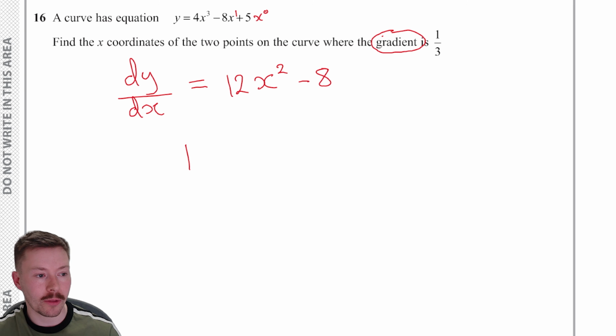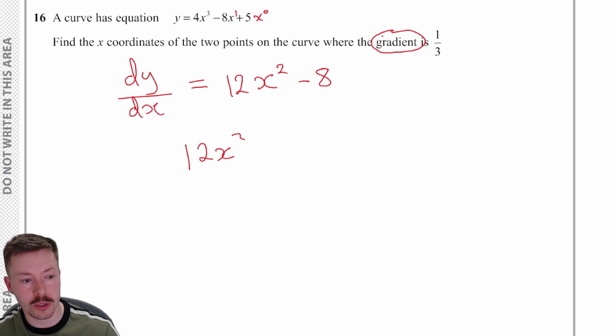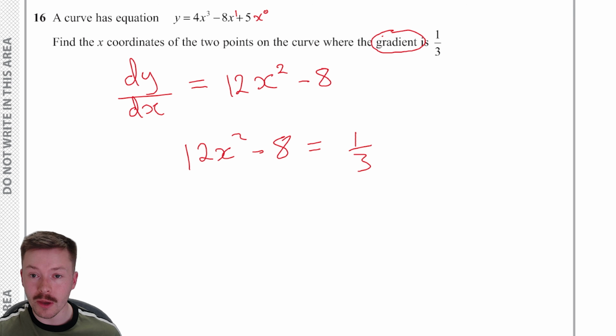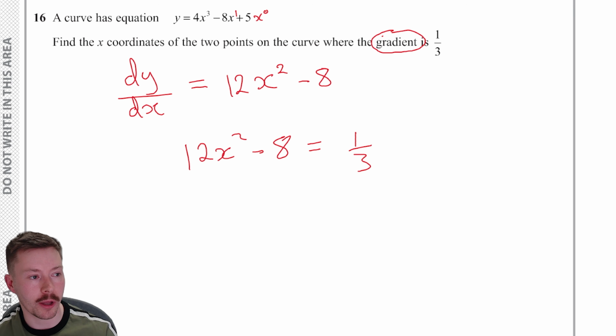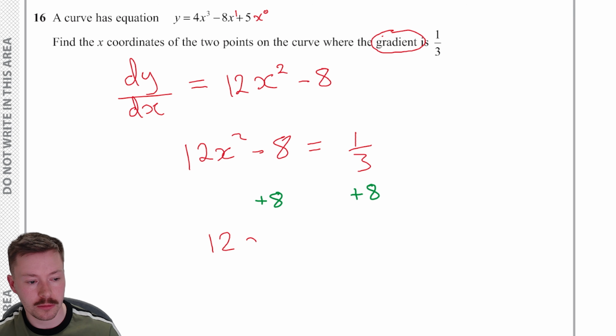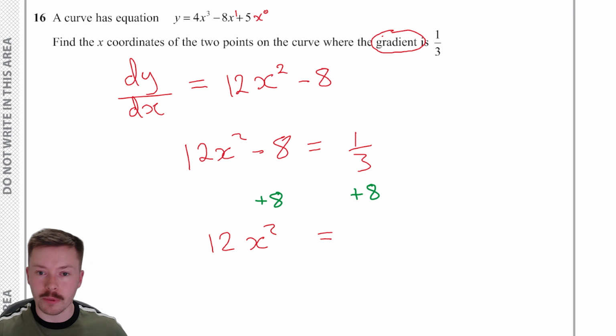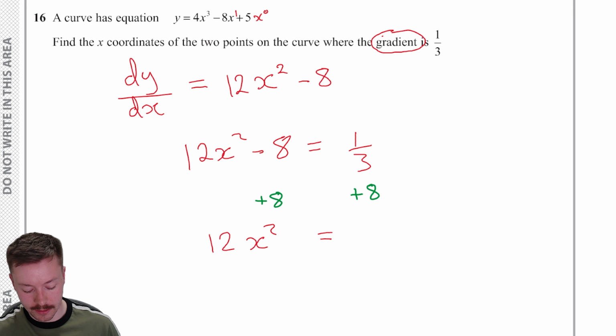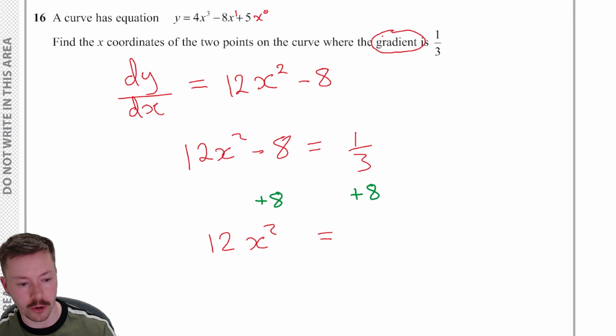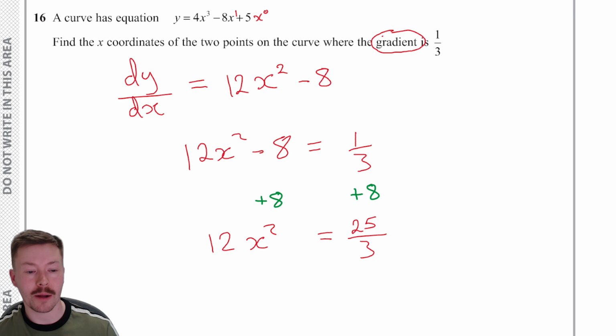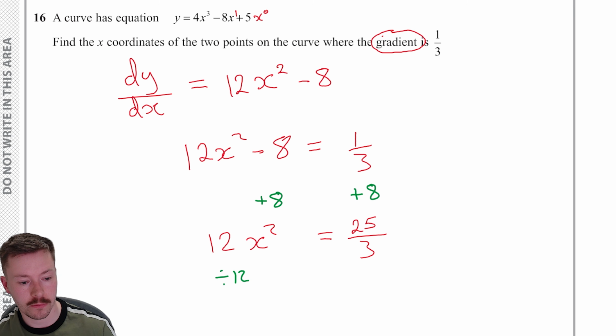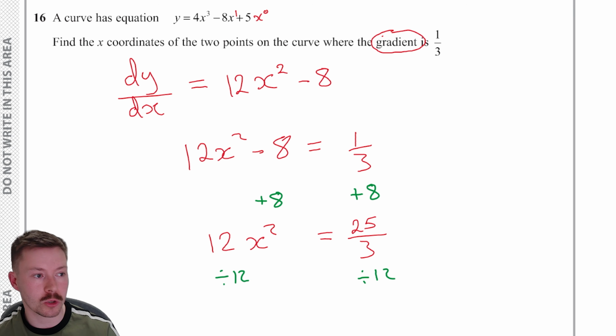So we need to work out the x coordinates. So we're going to do 12x squared minus 8. We're going to set that equal to 1/3. And then we're going to solve it. And so to solve that, we need to add 8 to both sides. I'm going to do this all on the calculator. I'm not going to worry about keeping it as a nice fraction or anything like that. So I'm going to do 8 add 1/3, which gives me 25 over 3. I'm then going to divide both sides by 12. And then I'm going to square root.